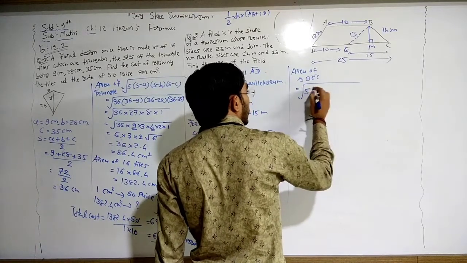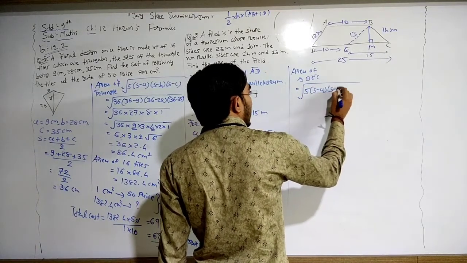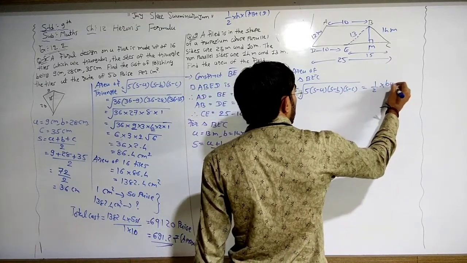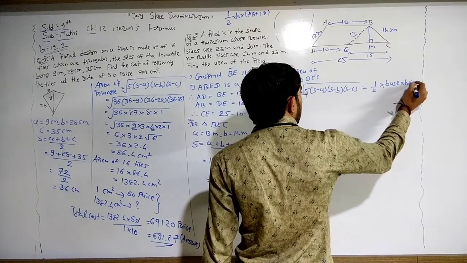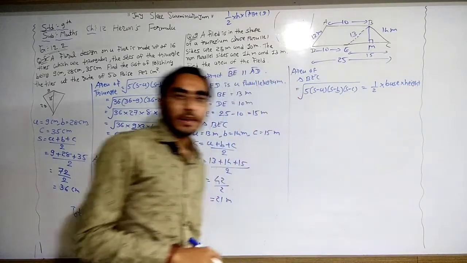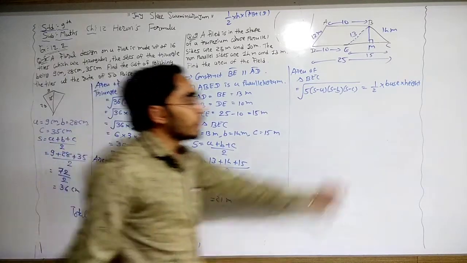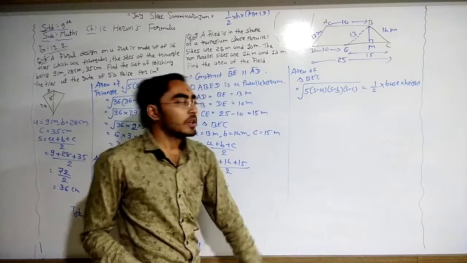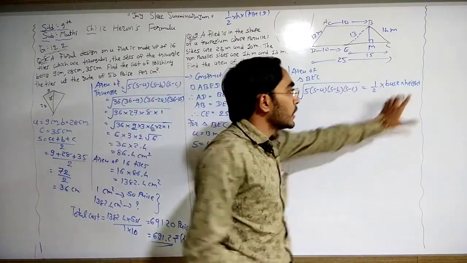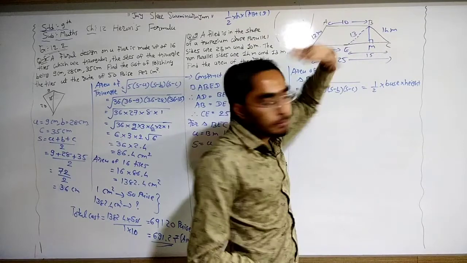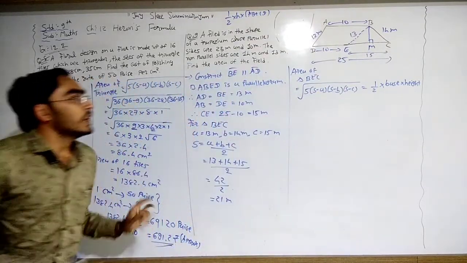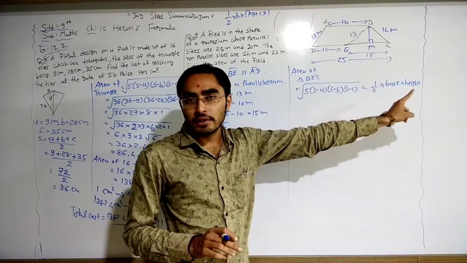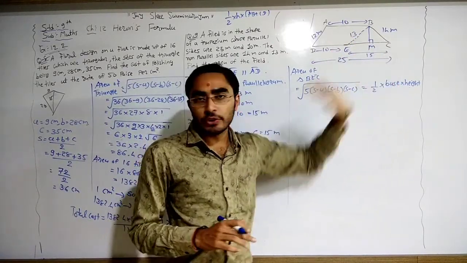First of all, Heron's formula, S minus A, S minus B and S minus C. And second, the formula half into base into height. We need to find the value of our height h, that's why we are using both formulas. So from here we need to find the value of our height BM. For the area of triangle BEC, we use Heron's formula and our normal formula, half into base into height.